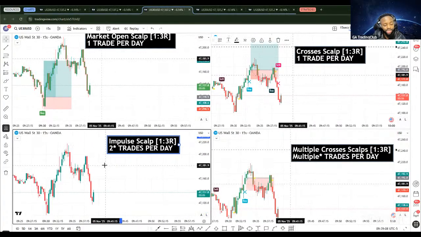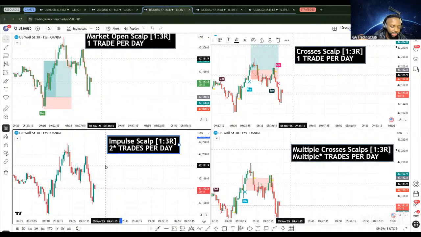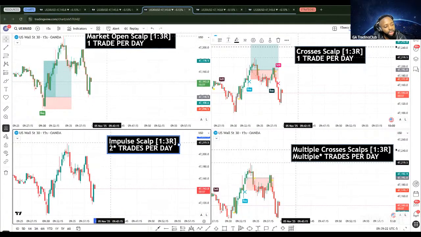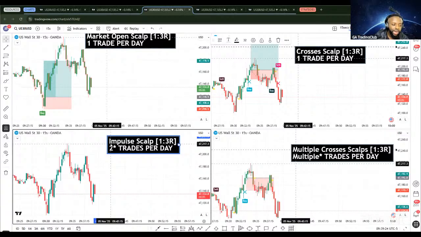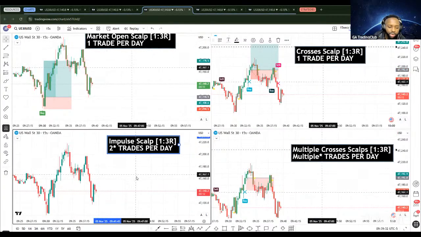Now, the impulse entry, sometimes there's a 9:30 a.m. signal. So like today and yesterday, there wasn't a 9:30 a.m. signal. So the accounts that wait for a 9:30 a.m. only signal, like today and yesterday, they didn't take anything. Now, typically you get another signal after 9:30 a.m. So that's why I'm putting it at quote unquote two trades a day, because sometimes you'll have two trades a day, or sometimes you'll have at least one trade a day.